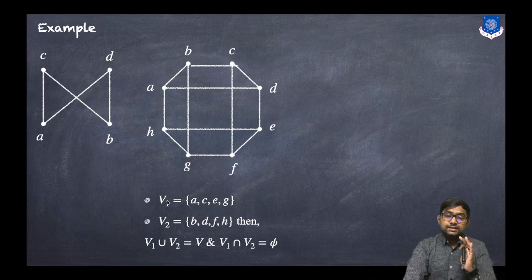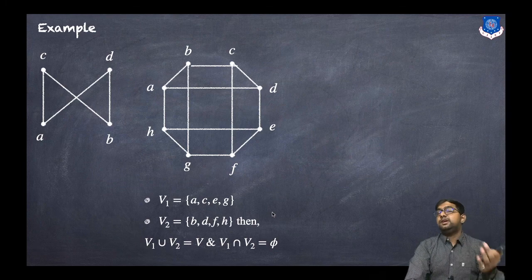You can see that the vertices of V1, A, C, E and G, are not connected in between, and in the same manner the vertices of V2 are also not connected. But the vertices of V1 and V2 are connected. A and B are connected, A and D are connected, A and H are connected, A and F are not connected, but that's okay. Each and every vertex need not be connected to each and every vertex of the other side. So this is a bipartite graph.